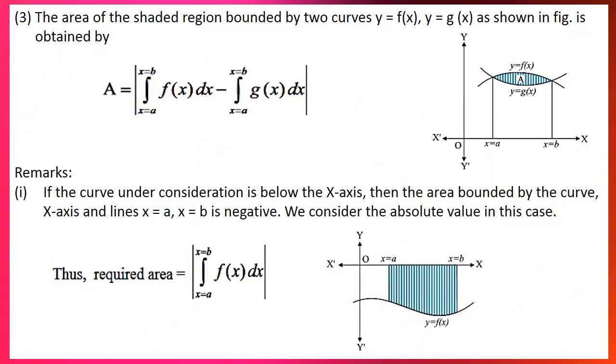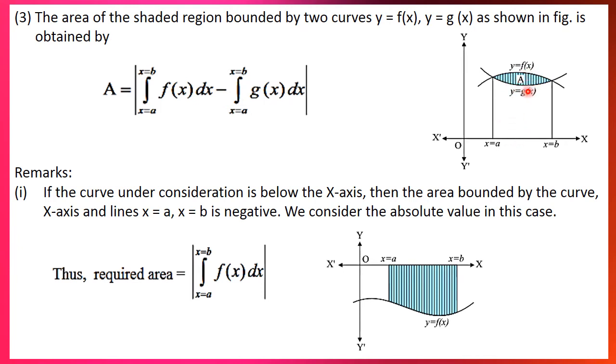Next we will find the area bounded between two curves as shown in the figure. Let y is equal to f of x and y is equal to g of x be two curves, and we need to find the area of the shaded part. Here we will first find the area under the curve y is equal to f of x, that means the area under this curve till the x-axis, and then we find the area under the curve y is equal to g of x. Here also we get the area from the curve to the x-axis, but we don't want the area till the x-axis, we need only this shaded region.